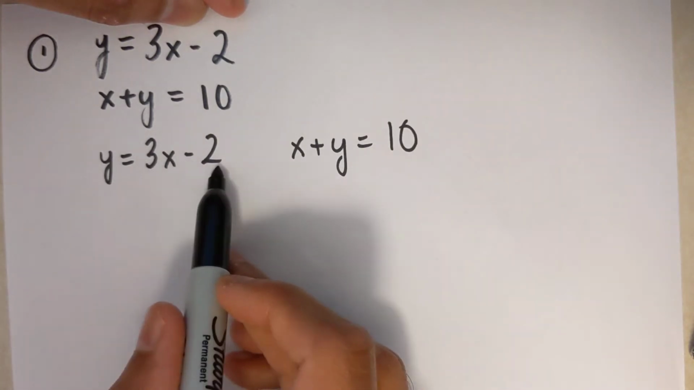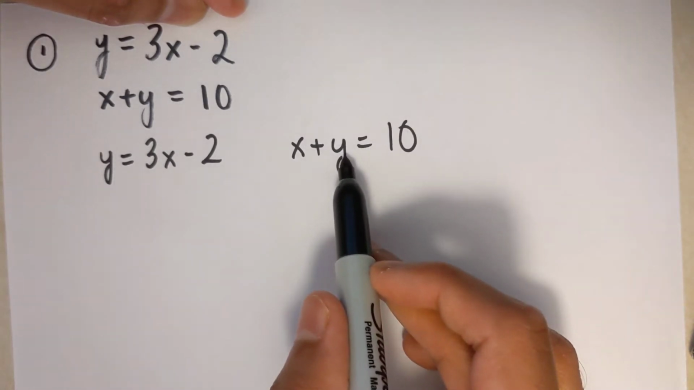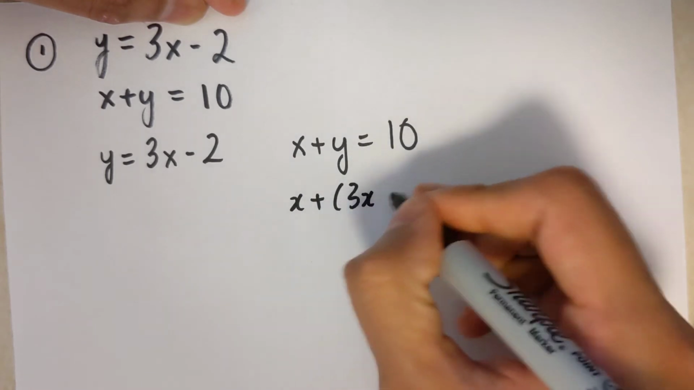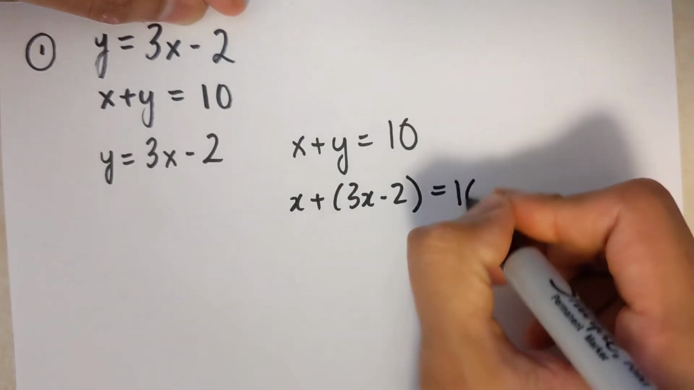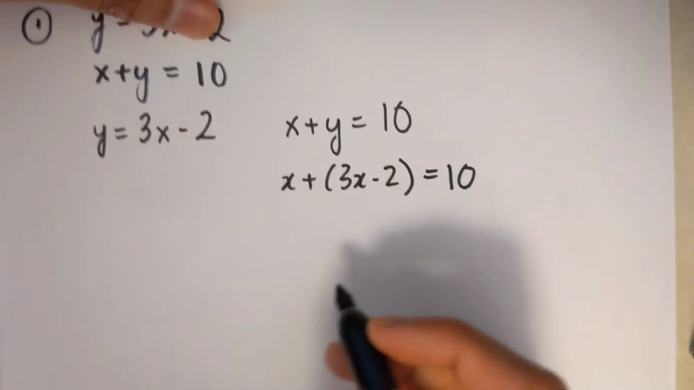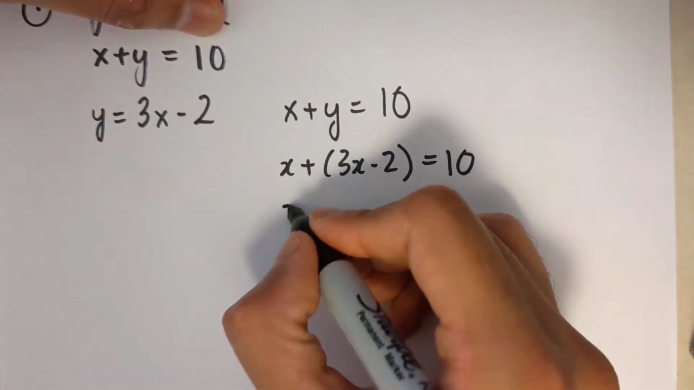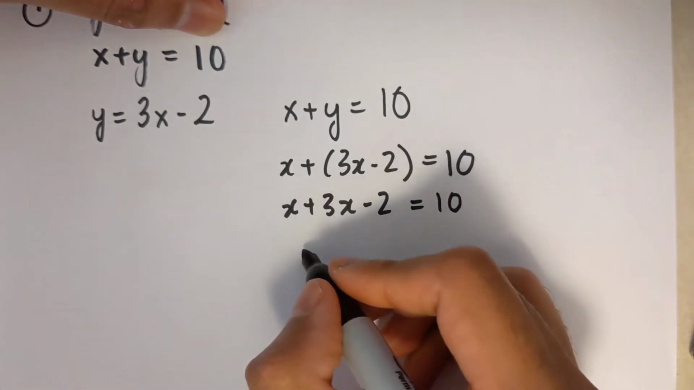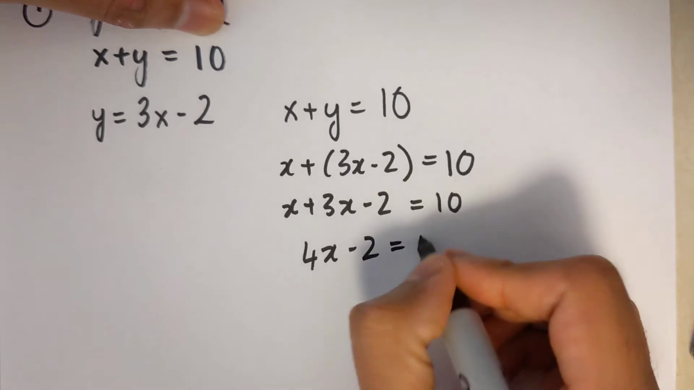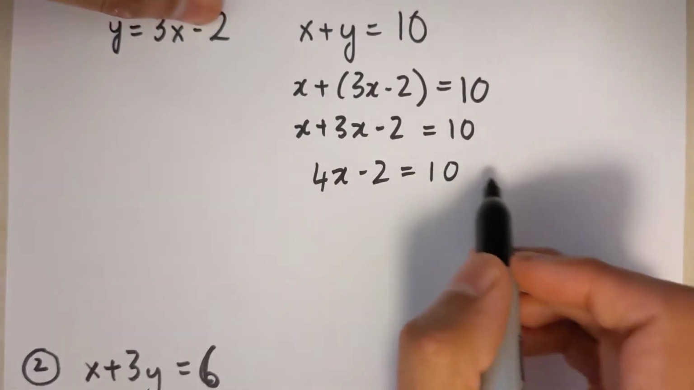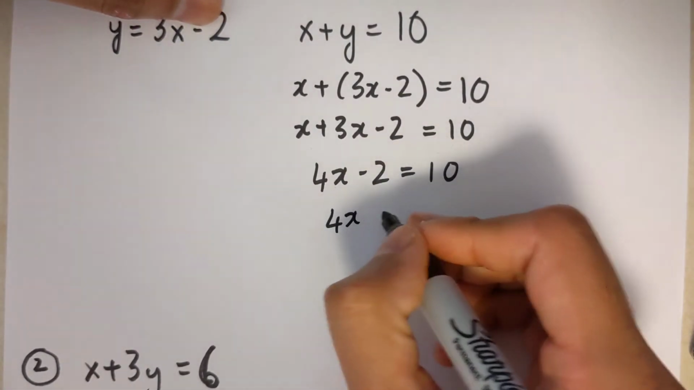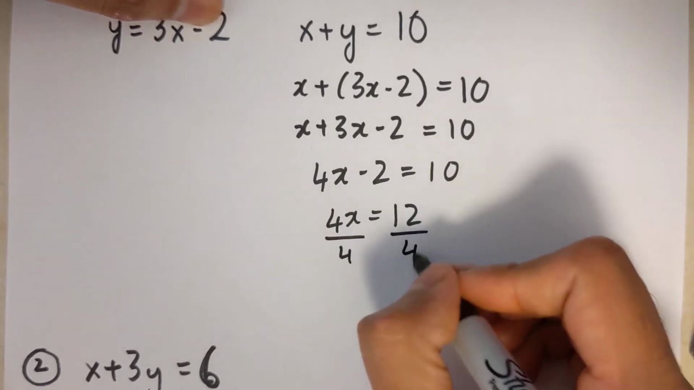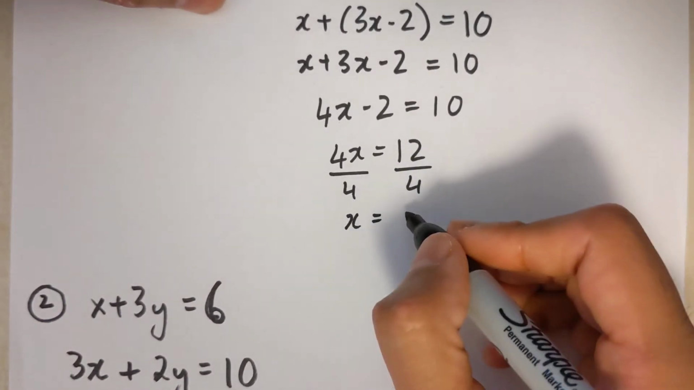So I know y equals 3x minus 2. I'm going to replace this y with 3x minus 2. Write the rest of the equation the same. Now I'm going to solve this equation so I can get rid of my bracket. X plus 3x is just 4x. I'm going to move the negative 2 and add it on the other side, so it's going to be 10 plus 2, which is 12. I'm going to divide by 4 on both sides, so I get x equals 3.